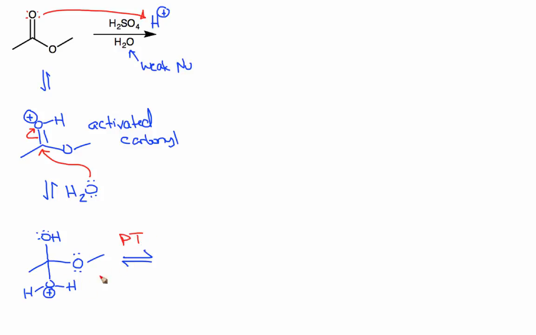We need to eventually lose this ether group to get us to the carboxylic acid. In order to do that, we'll want to make it into a good leaving group by protonating it. So we'll just show the proton transfer step that involves transferring the proton to this oxygen. Now we have the proton on that oxygen, so we'll give it the positive charge.